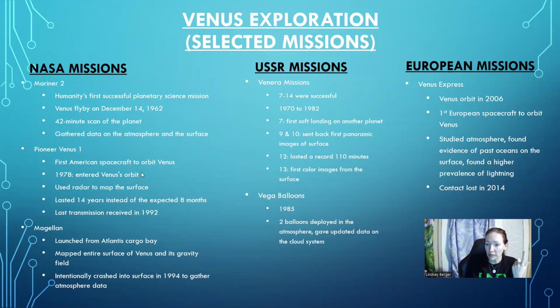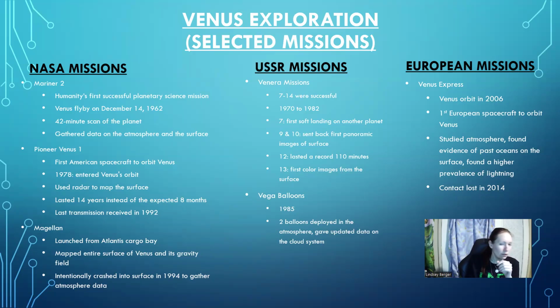All right, then in '78 we had the Pioneer Venus 1. This is where it started to orbit Venus. And now we're using radar to map the surface, just like we use radar here on Earth to track storms or look at surface features or even find ancient archaeological sites. Okay, I'm sorry if I'm boring you.